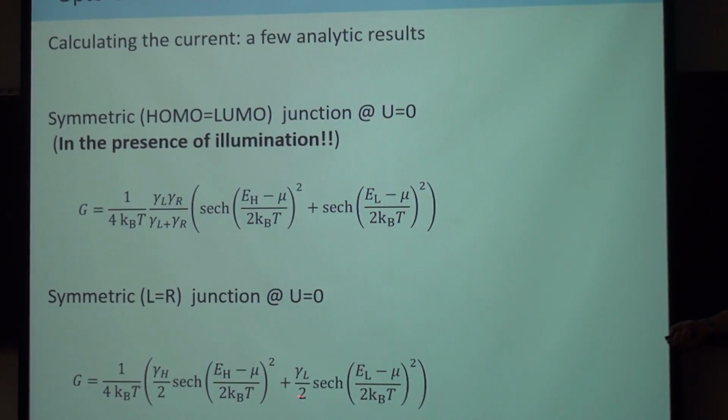And these, as you can see, do not depend on the rate of optical excitation. So the system doesn't care if we're shining light or not. It's not going to have any difference. So there will not be any photoconductivity in a symmetric junction, and this is an analytical result.